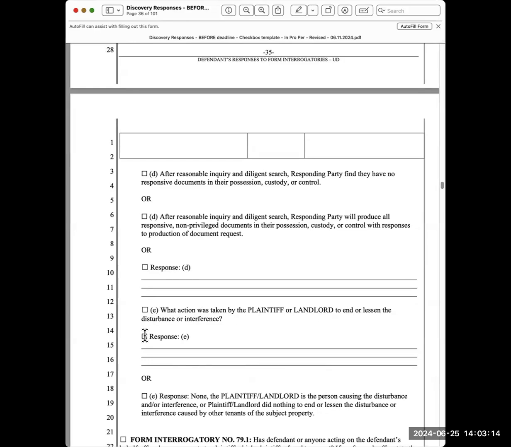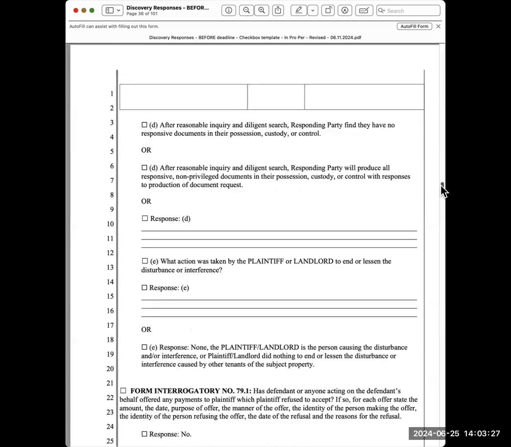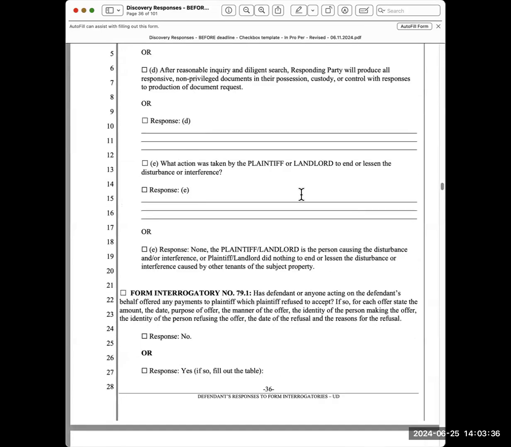And so if yes, you can explain how the landlord or plaintiff did that. If no, you can say the plaintiff, the landlord, potentially is the person causing the disturbance and did nothing. Or they did nothing to lessen the disturbance by some other tenants of the property. So if the landlord or property manager did something to reduce the harassment, you put it here. If they didn't, you check here.